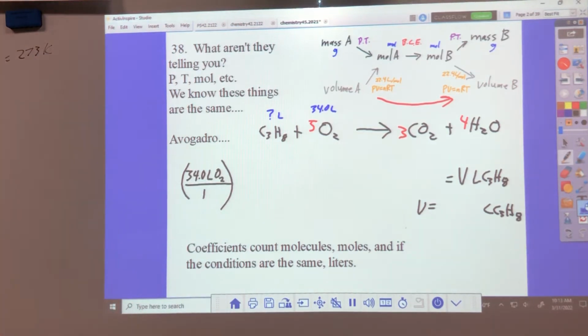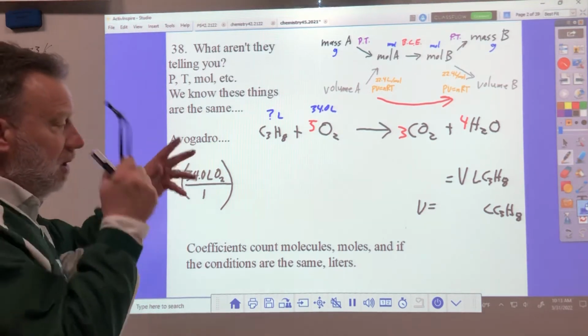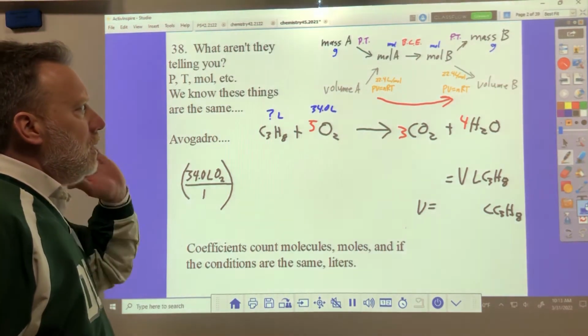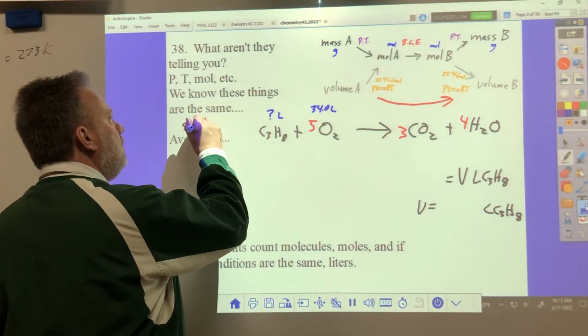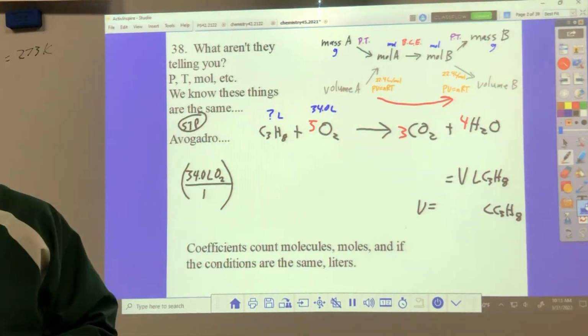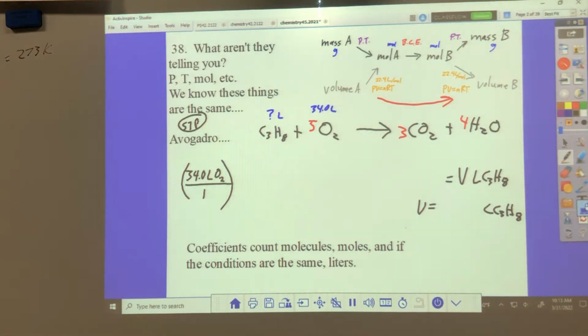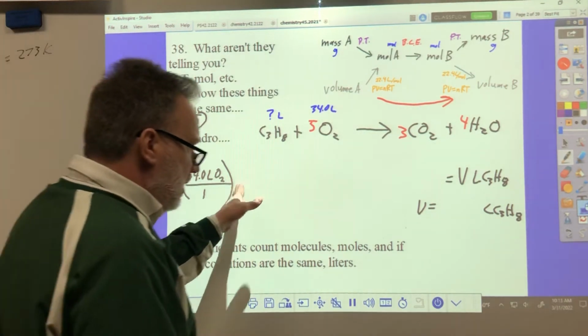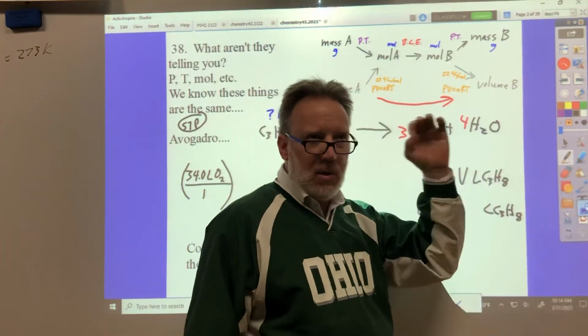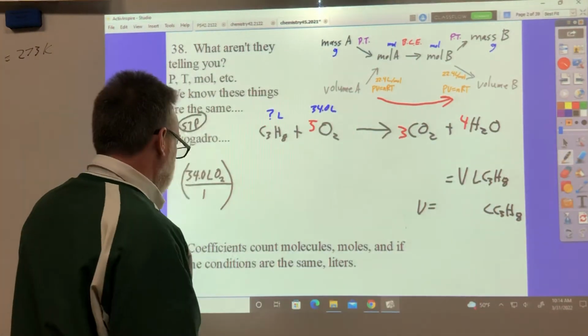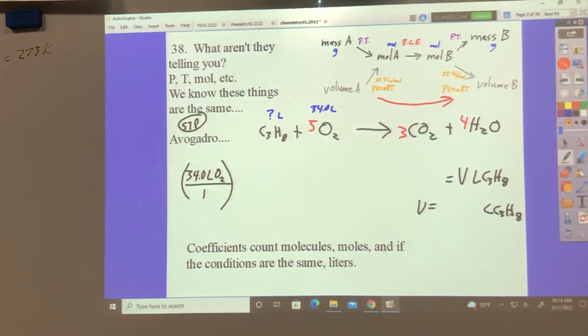Okay, now, since it doesn't tell us what these conditions are, let's use STP. It doesn't tell us what these conditions are so we can make our own. Because all this stuff in the middle is going to cancel out, and we can go directly from here to here. That's what molar volumes is all about. So, wouldn't get in a big hurry to write all this down, because watch, it's going to cancel.